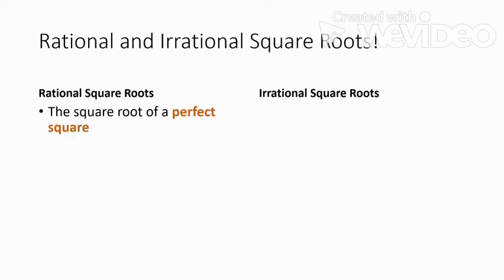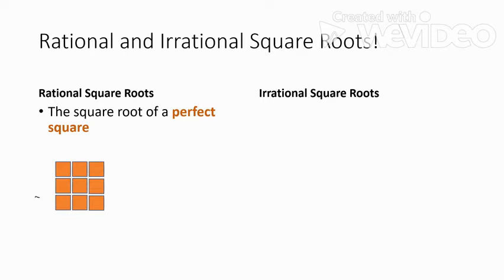Rational square roots are basically the square root of what's called a perfect square. And if you're wondering what a perfect square is, well, it's that, a perfect square. So in this case, we have the square 9. 9 is a square because it can be made by 3 by 3. 3 times 3 is 9, making 9 a perfect square.